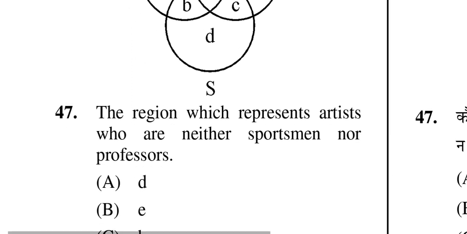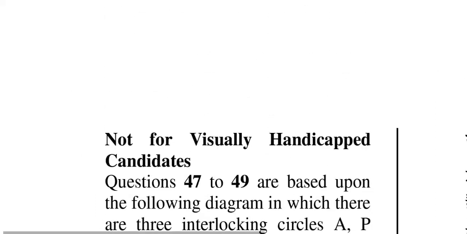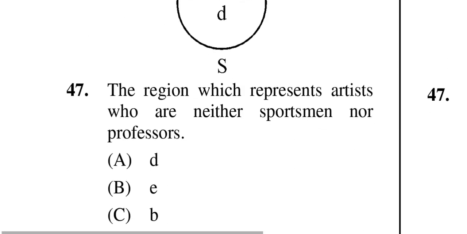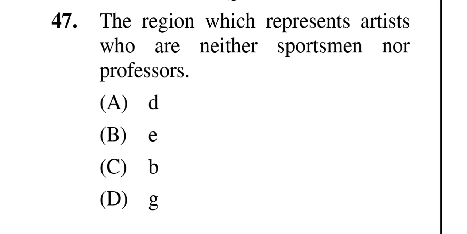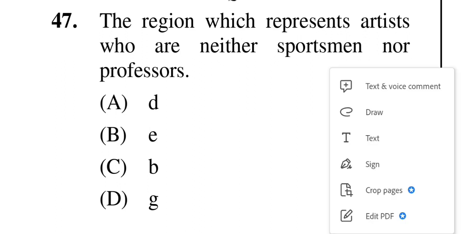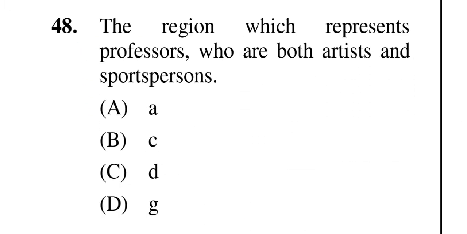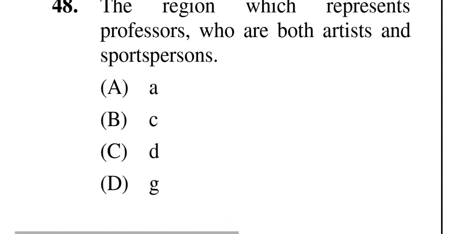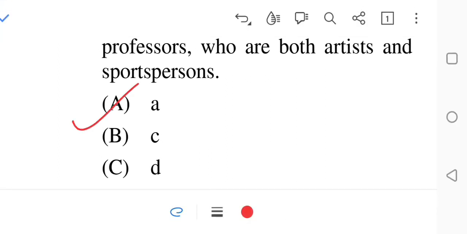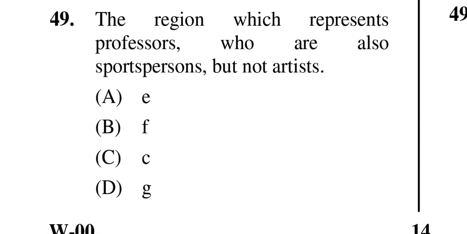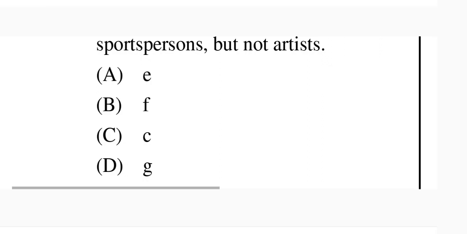Now, after looking at it, we have to find the answer. 47: the region which represents artists who are neither sportsmen nor professors. It will be E, that is B. Option B is the correct answer. 48: the region which represents professors who are both artists and sport persons. It will be A, so the option will be A. 49: the region which represents professors who are also sport persons but not artists. It will be C.